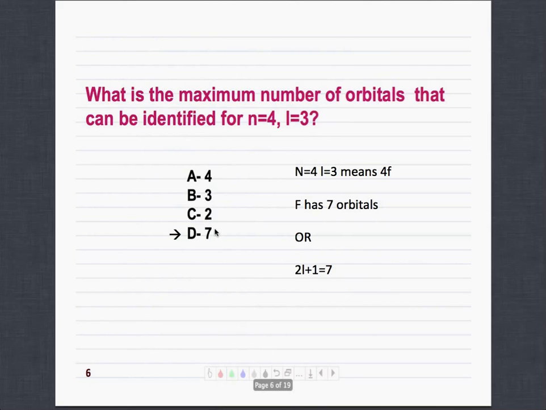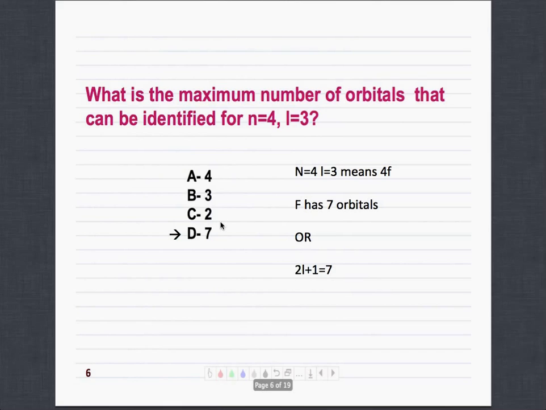So it's specifically asking about the subshell: how many orbitals are in an F subshell. We know that the number of orbitals equals 2L plus 1. So ML goes from -3 to +3, which is 7. In other words, whenever I ask you about n equals something, L equals something, as long as it complies with the quantum rules, what I'm asking about is the number of orbitals in that subshell.